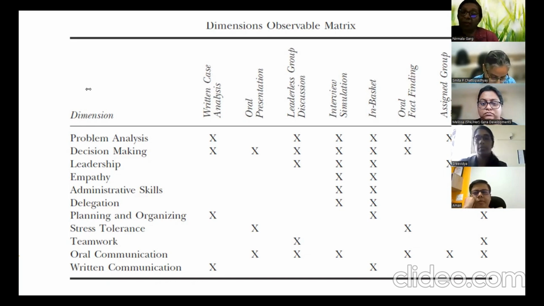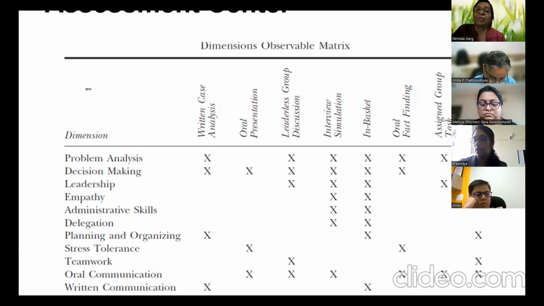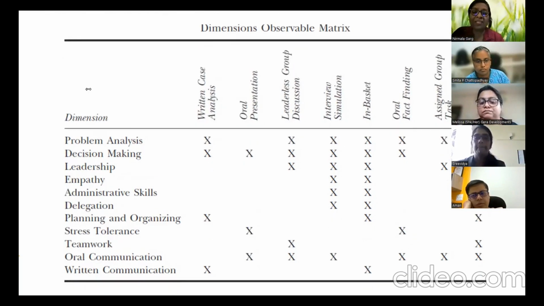I'm talking about a design in terms of how you should be designing for the competencies, and how many kinds of simulation exercises you should be giving. So this is actually called a matrix, a dimensions observable matrix, or designing simulations for the list of competencies you want to assess. Is this very clear? Yes. I will also show you one more exercise.